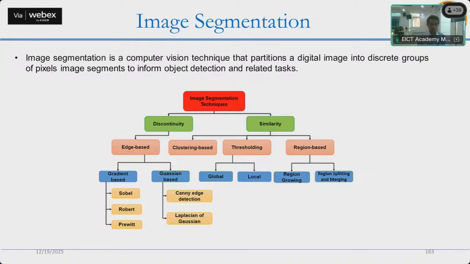So what types of techniques are there? One is based upon discontinuity, another is similarity. Discontinuity is edge based, and from edge based it is gradient based and Gaussian based. Gradient, if you remember Sobel, Robert, Prewitt, the mask with 1 1 1, 1 in between it is 8. Then another case was when it was taking the weighted average also. Canny detection, Laplacian of Gaussian.